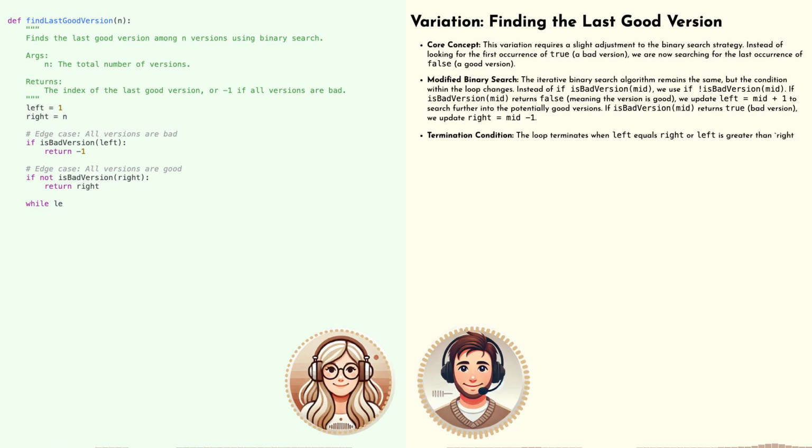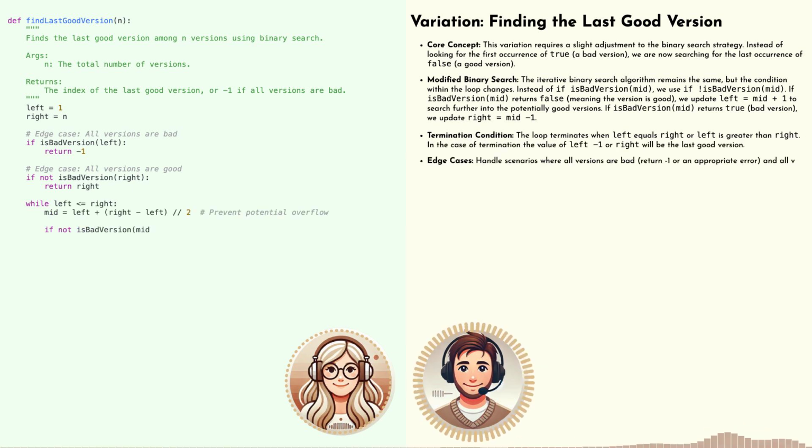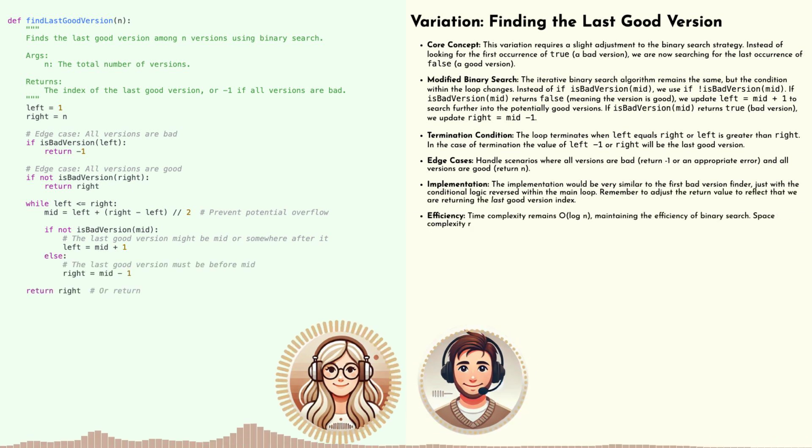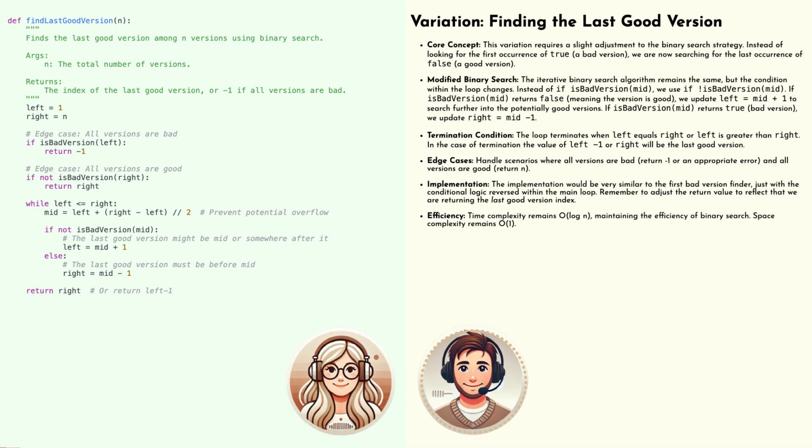True. Speaking of practice, though, I was wondering, are there any other interesting twists on this first bad version thing that we could try out? Something to really test our understanding and make us think outside the box. That's a good question. And actually, there are quite a few variations out there. One that comes to mind is finding the last good version instead of the first bad one. It sounds kind of backwards, but it uses the same binary search idea, just with a little twist.